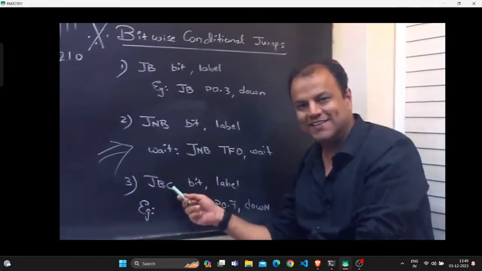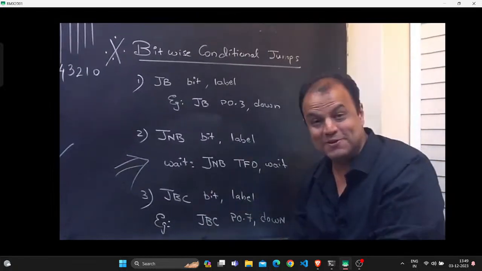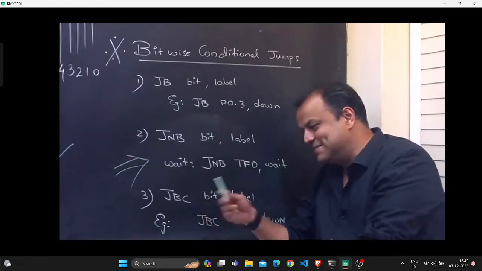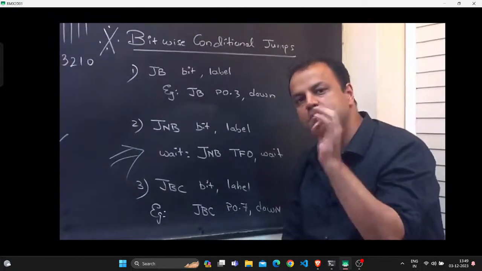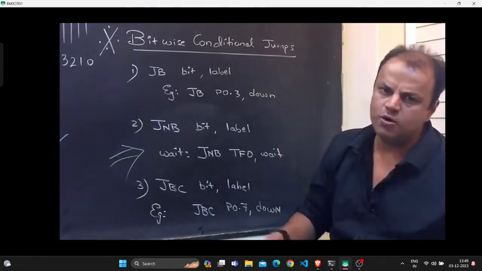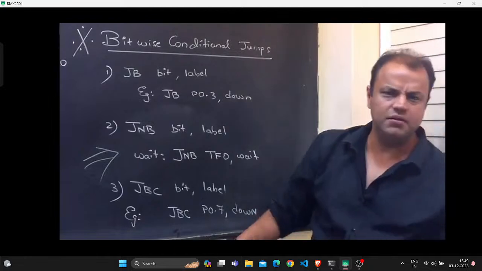Then, last one, JBC, the last instruction of all the 21. Big video, yeah? I thought it would be a small one. JBC, jump if bit and clear. Say again, jump if bit and clear. Some people also say jump if bit and complement. Means the same thing. Okay, so you can treat it the way you want.